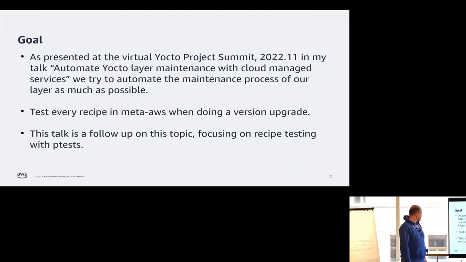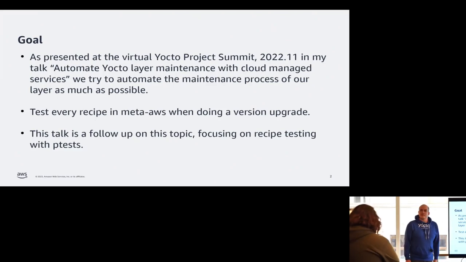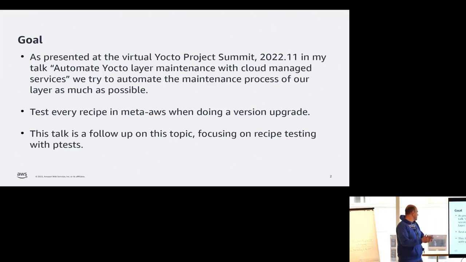What we want to do is test, if we do a version upgrade of a recipe in that meta-aws layer, that it's still okay: that it builds and does something useful. It does not explode, it does what it's supposed to do.